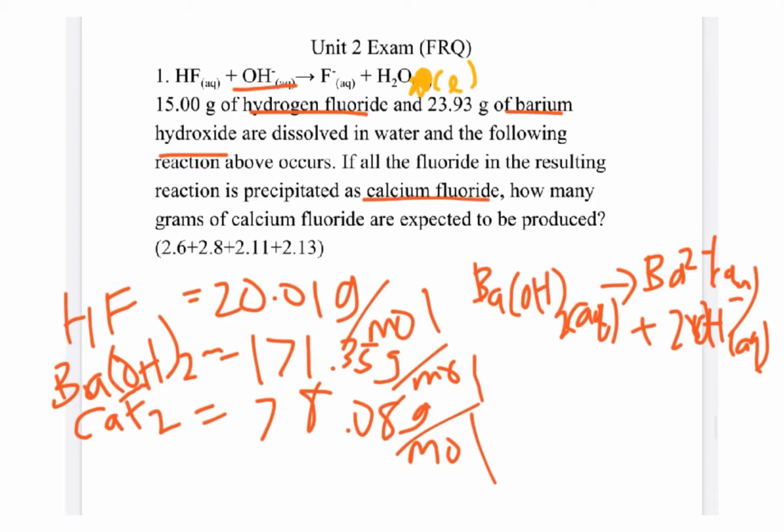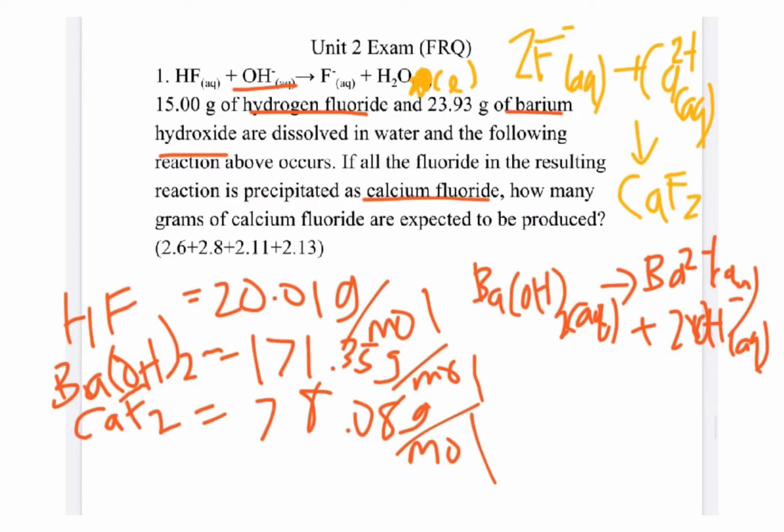So with that in mind, let's keep on reading. The OH- and the HF will react to form some fluoride anions, and these fluoride anions are precipitated as calcium fluoride. What does that mean? It means that the fluoride will precipitate with calcium ions to form calcium fluoride. So we have to add calcium ions, and in order to balance this, we need to put a 2 here because calcium fluoride has 2 fluorides and 1 calcium. So this is what's happening.